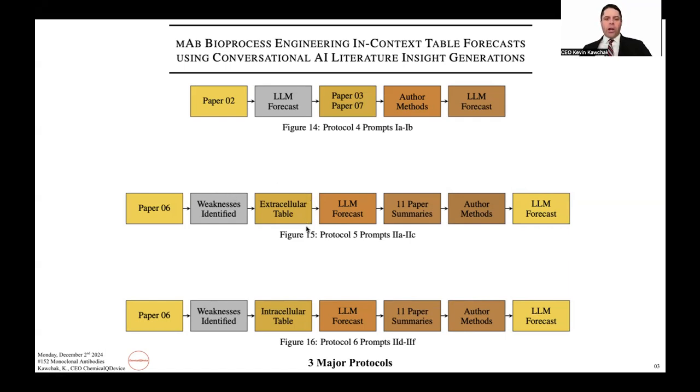And then from there, I use the extracellular table to get a forecast of basically how an LLM could help in the future. And then I take it a step further: in the next prompt, I incorporate 11 paper summaries and get those authors' methods, and then utilize that to say, okay, based on all of this information, based on all these other authors' methods, and this LLM projection of what it could do in the future, what is the final response for that?